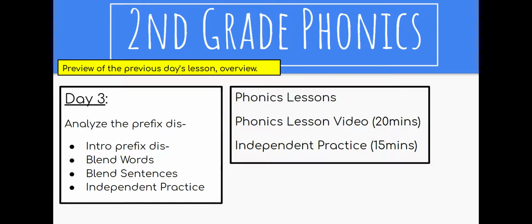Alrighty, day 3. Today we are going to analyze the prefix dis. We are going to blend words that have the prefix dis, and we are also going to blend sentences that have the prefixes dis and probably un in them as well. Then again, we'll have an independent practice, which is a guided practice Google slide. All right, Kipsters, let's watch a video about the prefix dis.